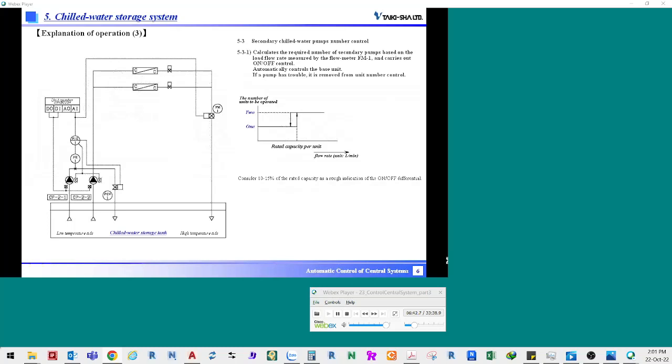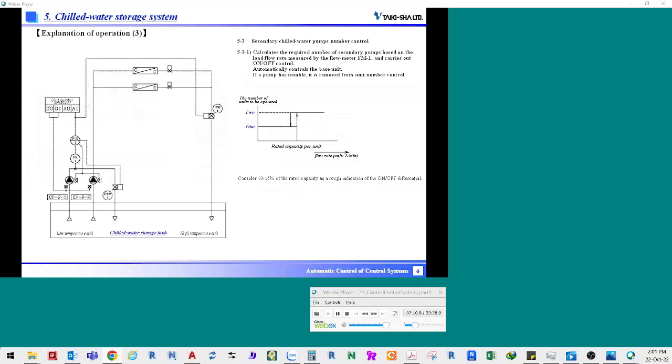Next, the secondary chilled water pump will be explained. The secondary chilled water pump is started at the startup of the air conditioning system. After startup forced operation, the secondary chilled water pump starts unit number control based on the chilled water load flow rate, which has been time averaged during the start-stop determination interval.